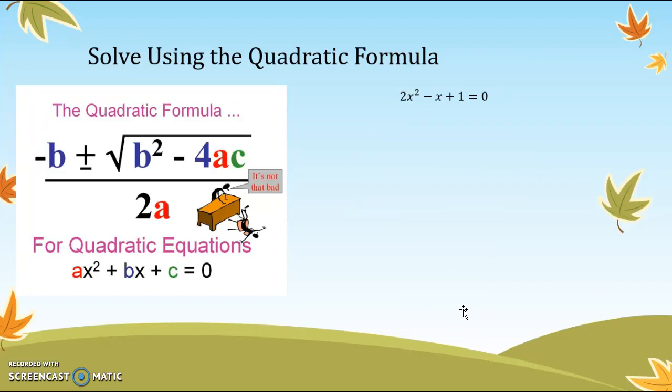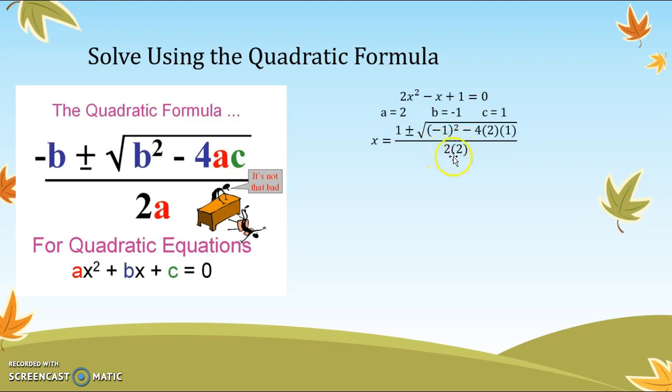Let's try 2x squared minus x plus 1 equal to 0. So I see this one is already set equal to 0, so I can grab the coefficients. A equals 2. B is negative 1, even though I don't see the 1 there, we know it exists, and C equals 1. Now we'll start placing this into the quadratic formula. So x equals opposite b, opposite of negative 1 is positive 1, plus or minus the square root of b squared, so negative 1 squared, minus 4 times our a value of 2 times our c value of 1, all over 2 times a, which is 2.